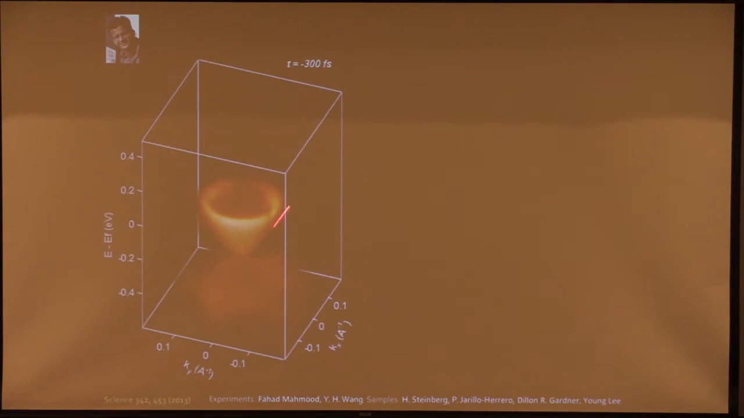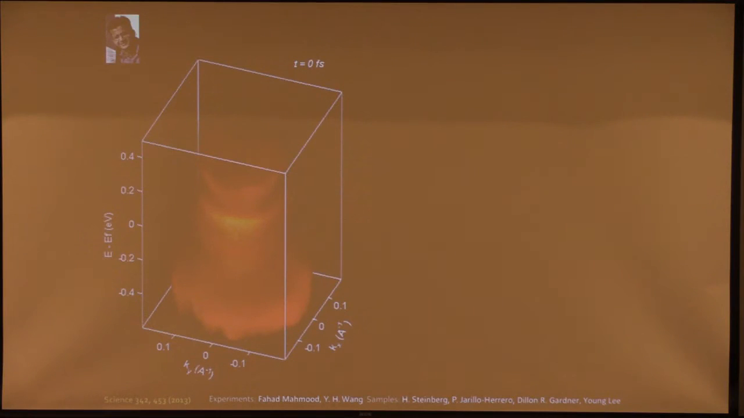So you see, this is the original cone. As the light gets in, you see the replicas here. Let me stop at 0 femtoseconds when these two pulses are overlapping. You can see this is the original Dirac cone. This is the first order replica. This is the -1 order. You can even see the second order.